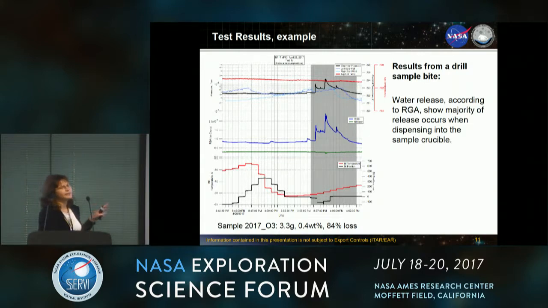The thing I want to point out here is that we have a RGA, a residual gas analyzer, on the system running during the entire drilling operations. And the blue line in the center here is mass number 18, so there's water. And what I want to point out here is during the drilling and retraction, that water signal is pretty constant. As soon as we start brushing that material off the drill into the crucible, that's when we're seeing the water loss. Those are when we're seeing the peaks. This is consistent for every sample we take.